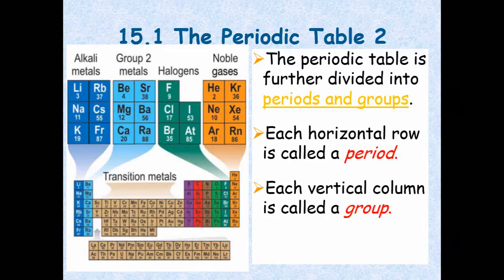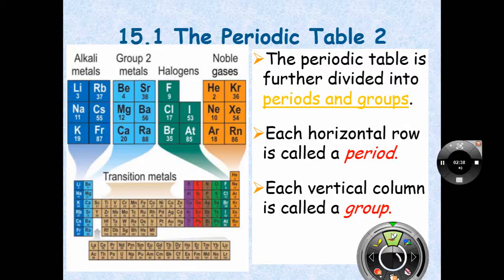Periodic table is further divided into periods and groups. Each horizontal row is called a period, while the vertical columns are called groups. So let's point this out. So these alkali metals are this here as a vertical column. Those vertical columns are called groups. Periods are horizontal. You will see there are 1, 2, 3, 4, 5, 6.